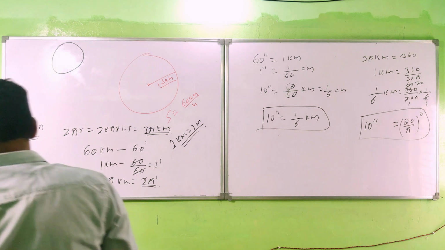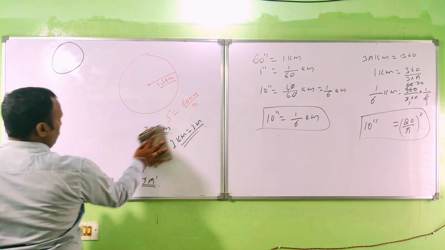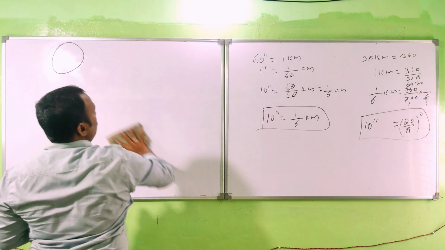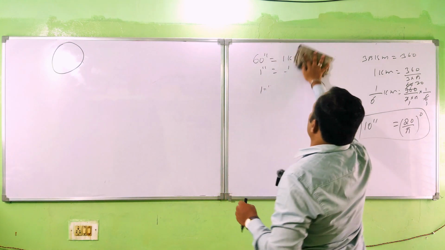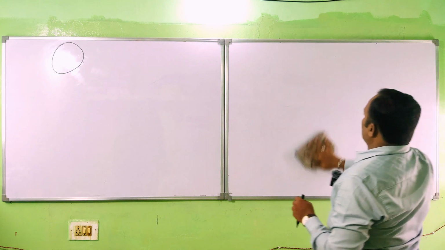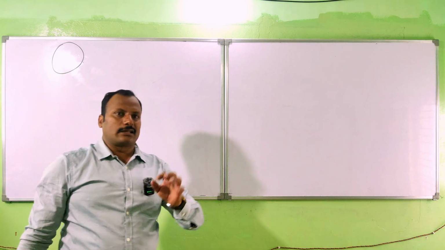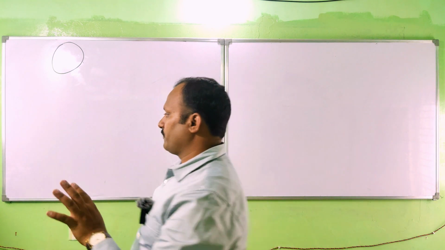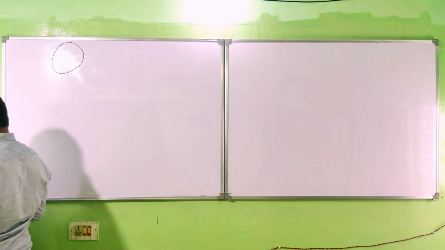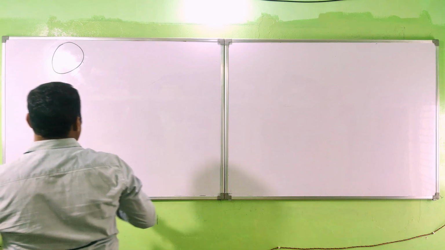Next question, the last question. Again, the last question is to find out the diameter of the sun. Estimate the diameter of the sun, supposing that it subtends an angle of 32 minutes in the eye of an observer.